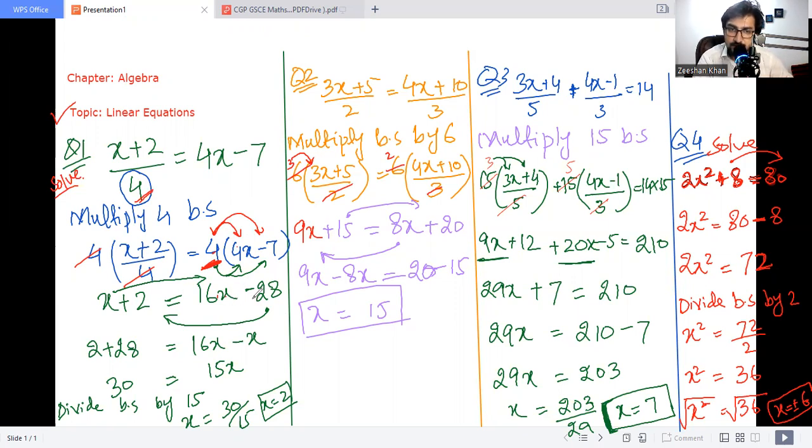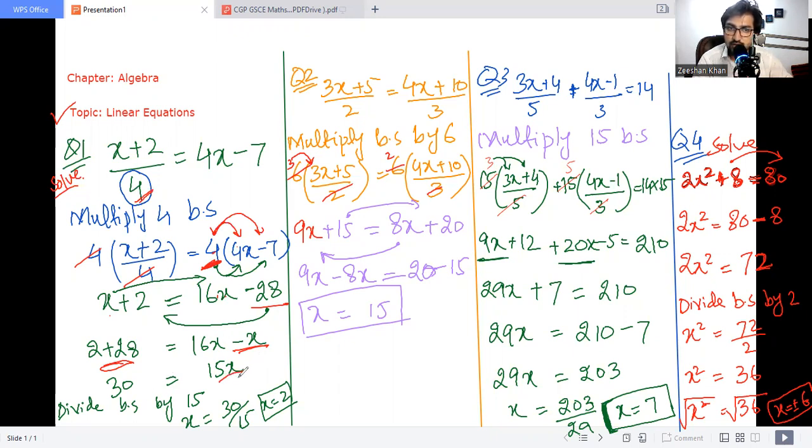Now I will shift this 28 to the other side, and I will shift that x to the right side. When I shift this 28 to the left side, it is negative 28, and when I shift it there, it will become positive 28. And when I take that x to the right side of the equation, it was positive x, so here it will become negative x. So 2 plus 28 is 30, and 16x minus x is 15x, right?